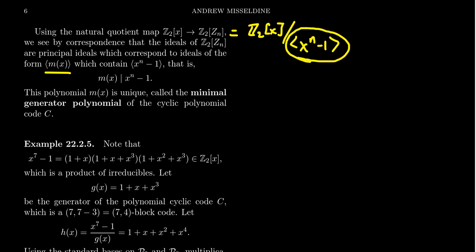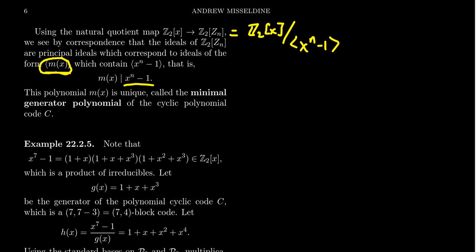The kernel of this map, of course, is the principal ideal generated by x^n - 1. These ideals of Z2[Zn] are going to be principal, yes, and these polynomials m(x) have to be the divisors of x^n - 1. So how these things factor is going to matter. So we look at the factorization of x^n - 1 using binary coefficients, and when we look at those irreducible polynomials, we choose one, and that then generates an ideal, that then generates a cyclic code.